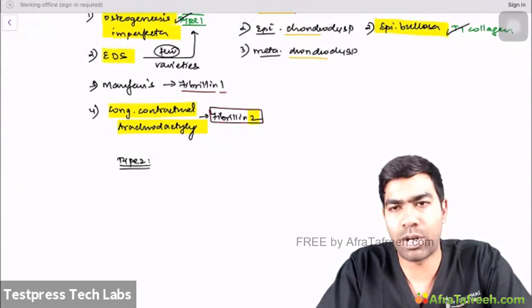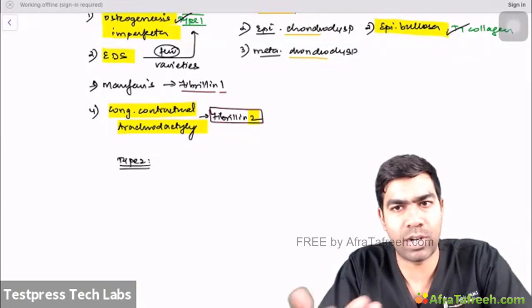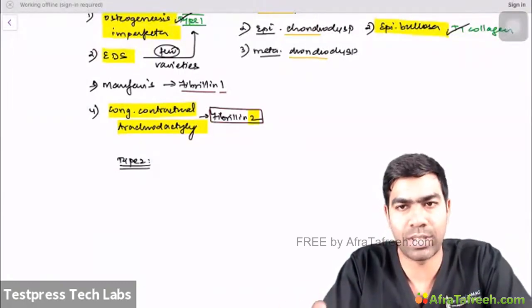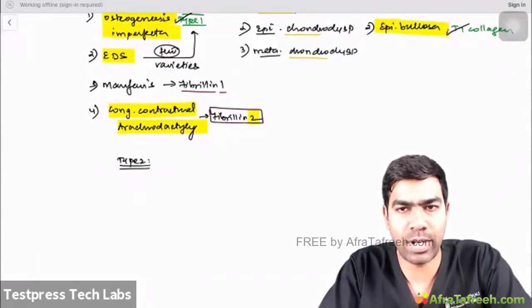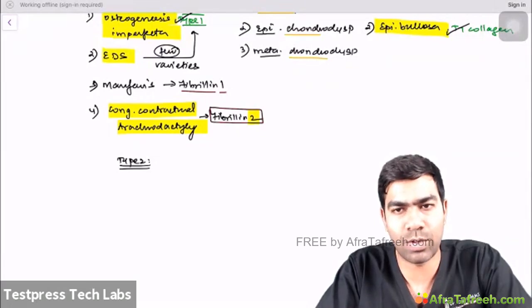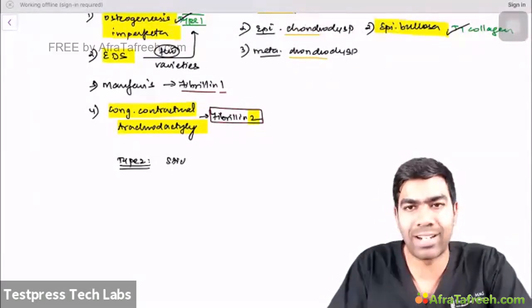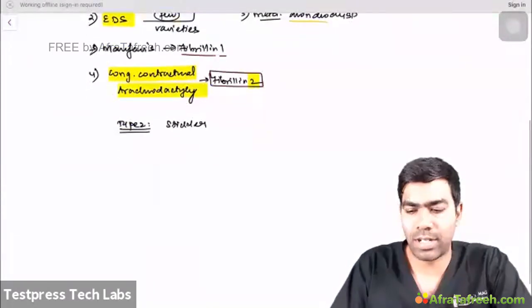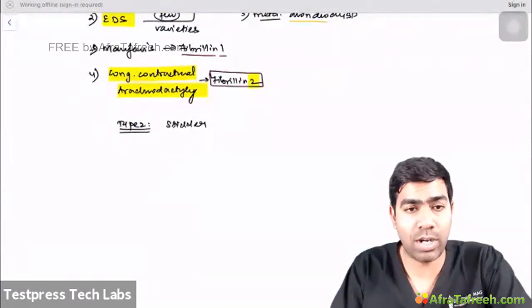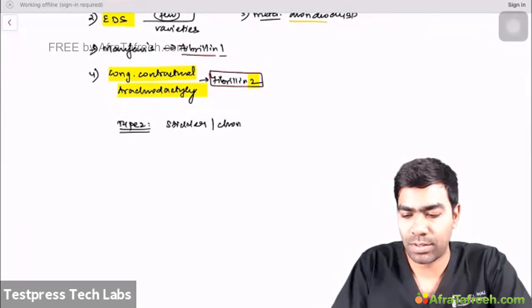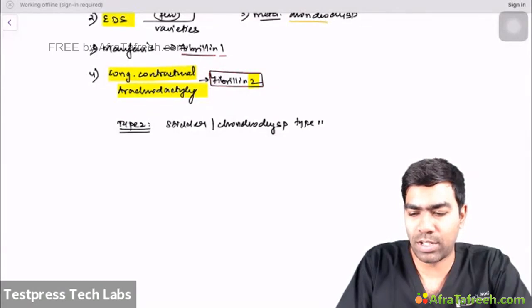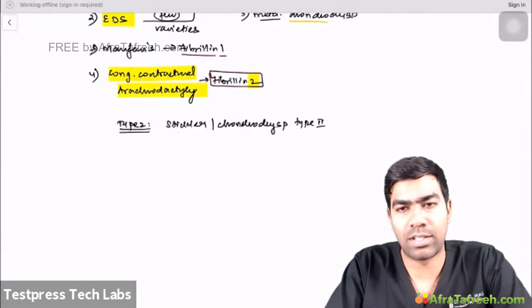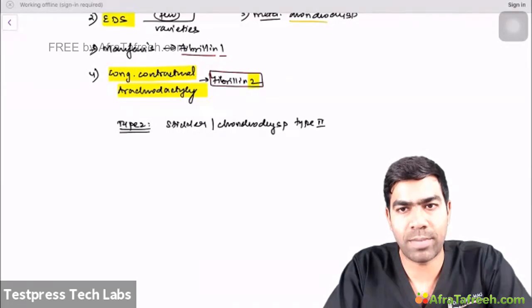I'm going to tell only the important ones, not the unnecessary ones that are given in all the tables in the textbook. So, very important ones. What are the diseases associated with type 2 collagen? We have two diseases. One is very important, very commonly asked in exams. If you want to screw you to the core, this is how the questions will be framed. Type 2 is associated with Stickler syndrome. And we have another disorder called chondrodysplasia type 2. So these are the two disorders associated with type 2, Stickler syndrome, or otherwise referred to as chondrodysplasia type 2.